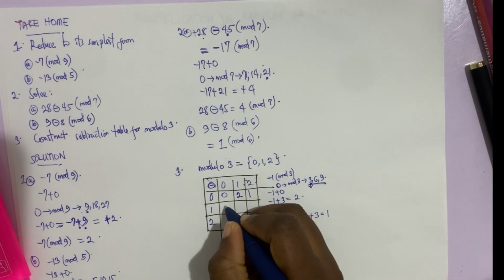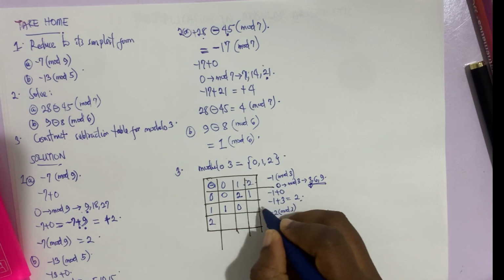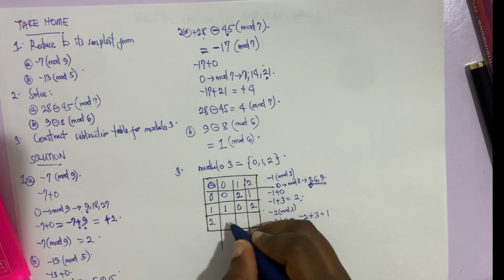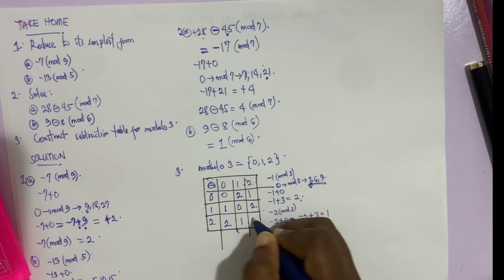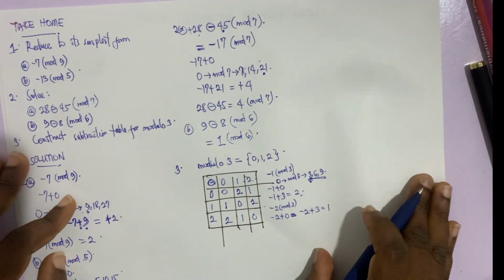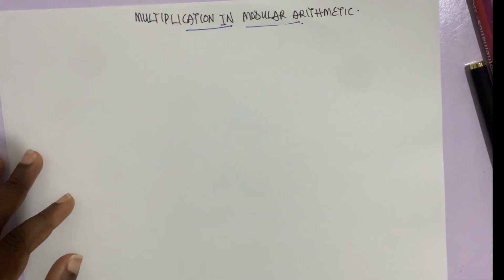1 minus 0 will give us 1. 1 minus 1 will give us 0. 1 minus 2 is minus 1, so that is 2. 2 minus 0, 2. 2 minus 1, 1. 2 minus 2, 0. And we move to the topic of today proper, which is multiplication in modular arithmetic.